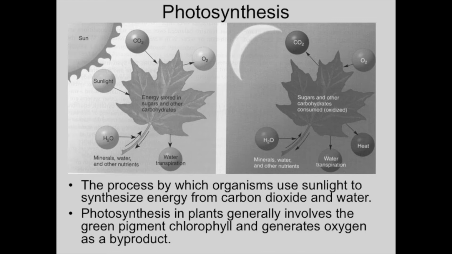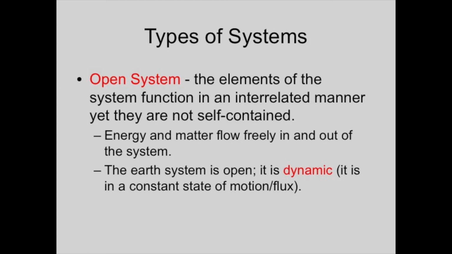So the leaf, in a sense, represents an open system. The elements of the system function in an interrelated manner, yet they are not necessarily self-contained. Energy and matter flow into and out of the system in a very processual way. So too, the Earth itself can be considered to be an open system.